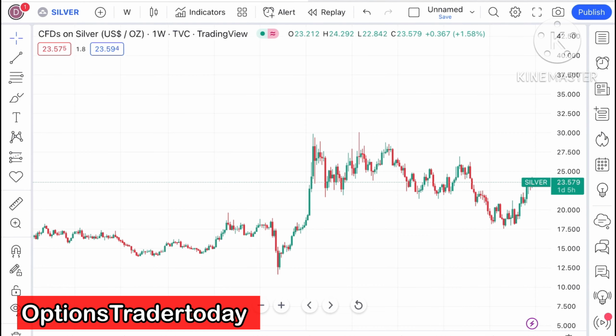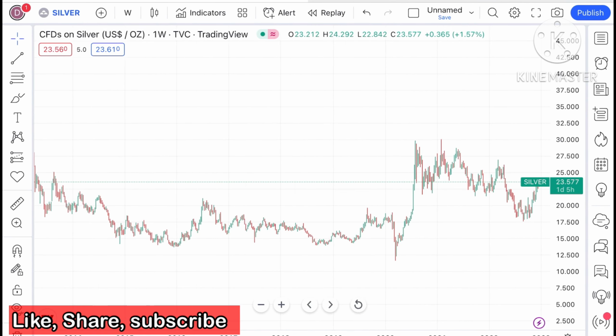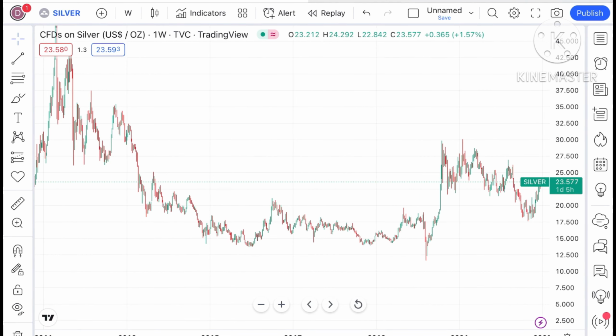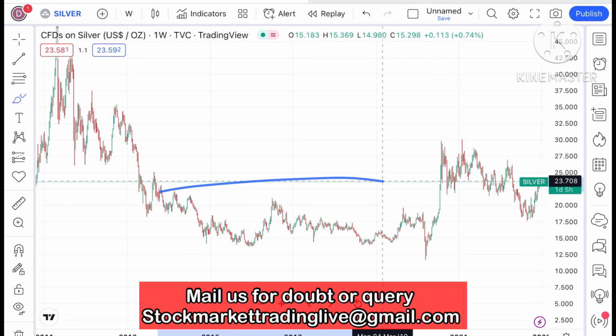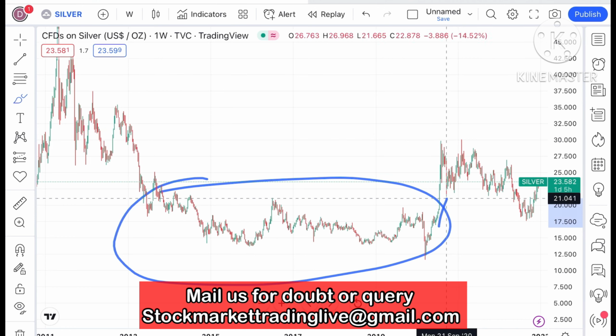Today I will explain how the price of silver has moved in the last week and how the price of silver can move in the next week. First of all, look at the chart from 2013. What we have seen is that the chart was moving in this particular zone. Silver was moving in this particular zone for quite some time.